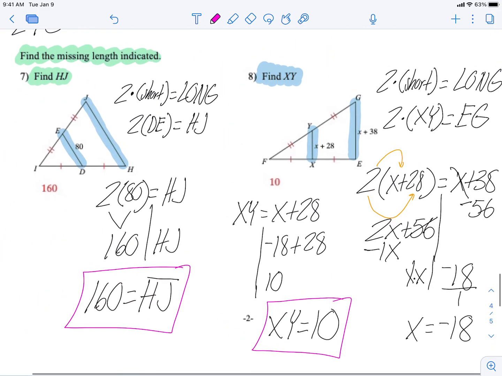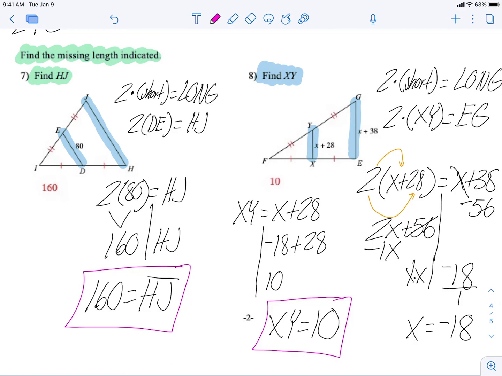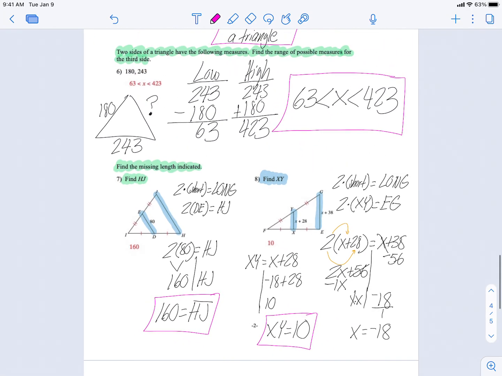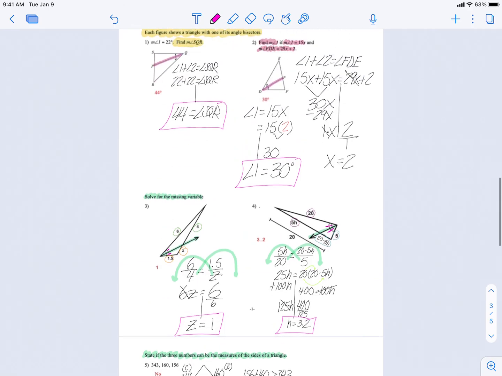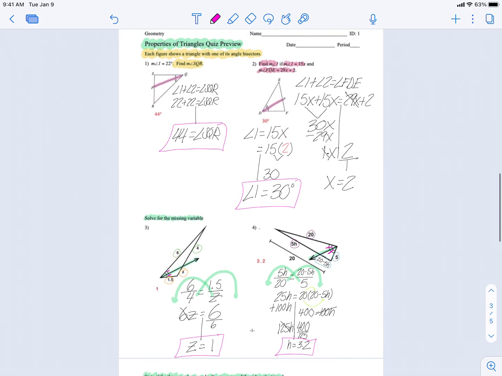For sure you're going to get a problem like one of these two in the quiz. And that right there, kiddos, is the assignment. So this is number 5, 6, 7, and 8. And this is numbers 1, 2, 3, and 4.